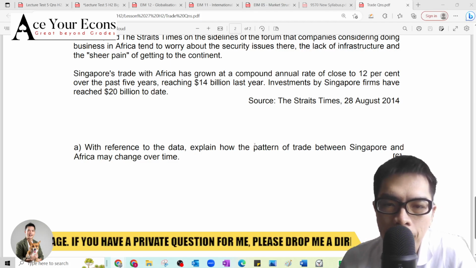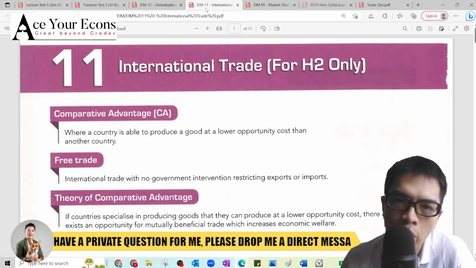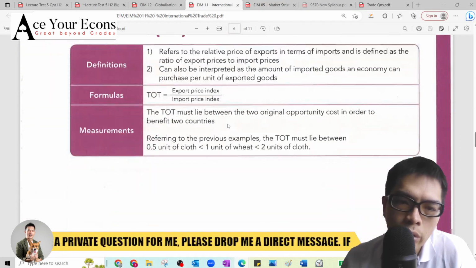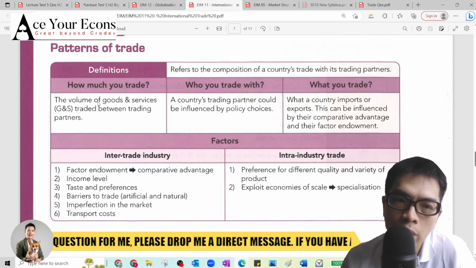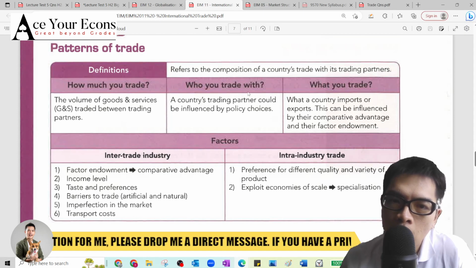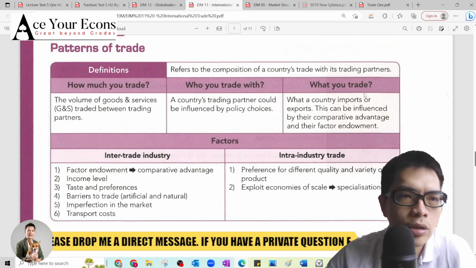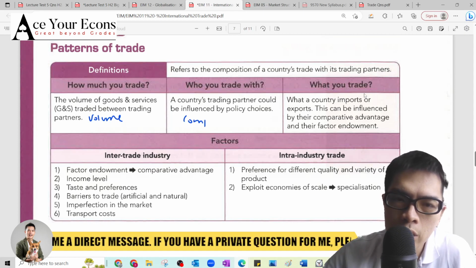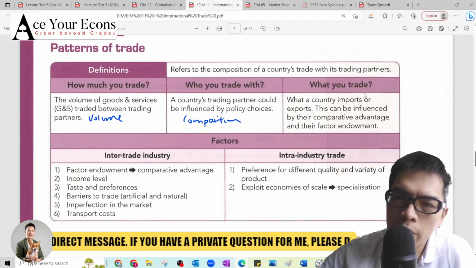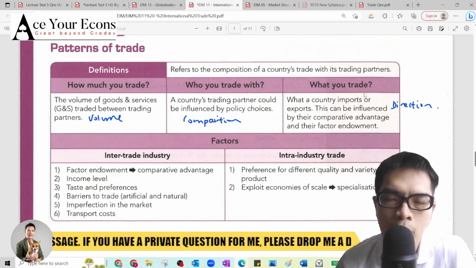First of all, we have to explain in the form of, I will probably use the book. If you have the book, you can join me. You want to use these three: volume, how much you sell and buy between your trading partner; direction, who do you trade with; and composition. So for those who weren't present, please join me. Volume, composition, and direction. So when you're supposed to explain patterns of trade, these three must be in, right?